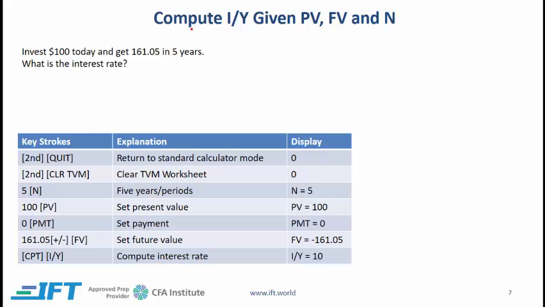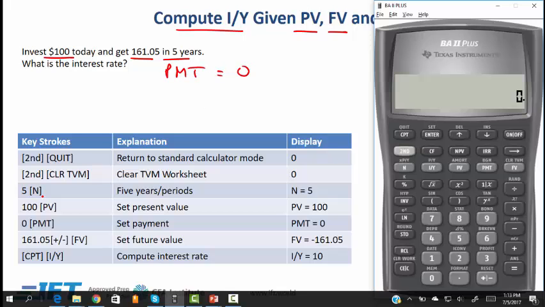Next, we'll compute the interest rate per period given the present value, future value, and number of periods. If we invest 100 today and get this much in 5 years, what is the interest rate? The assumption here is that the payment is 0. So let's just plug in the data. We have 5 periods, so 5n, and then the present value is 100. The interest rate is what we need to calculate, so we skip that. Payment is 0, so 0 payment.